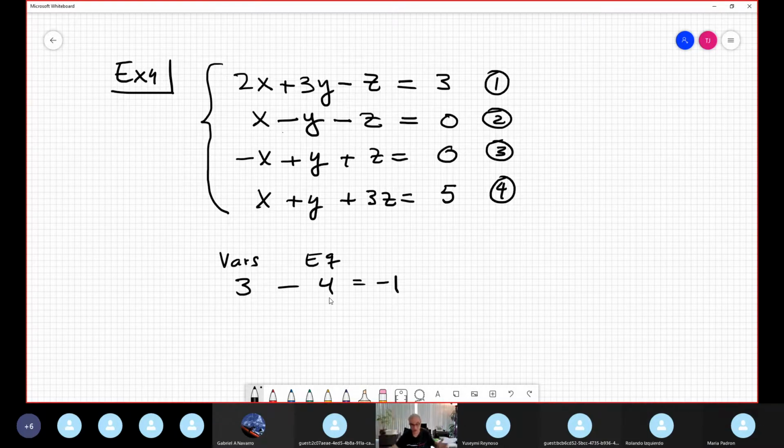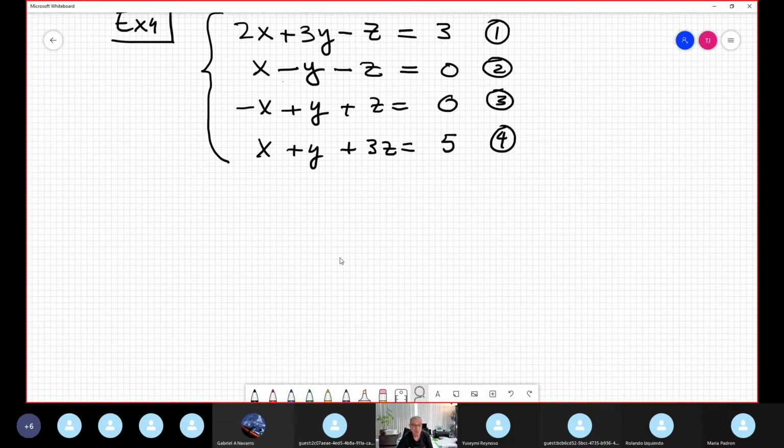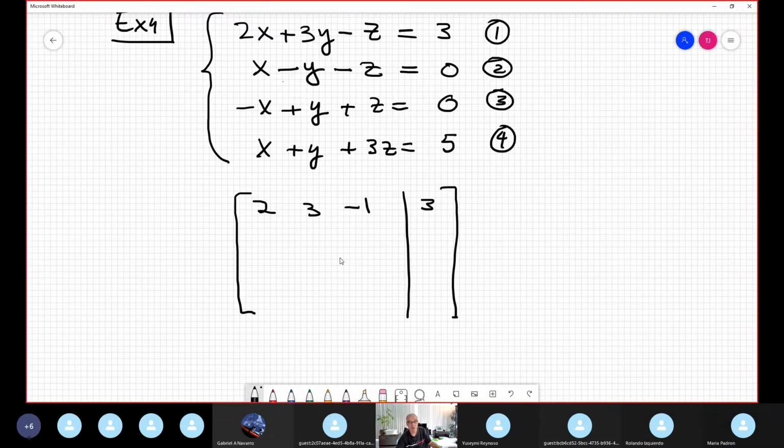Okay, pero bueno. I want the elimination process, the Gauss-Jordan algorithm, to discover this idea. Okay, entonces let's move on to the matrix associated with that. The matrix is 2, 3, -1, 3. Remember, this is the column of the x, this is the column of the y, this is the column of the z, and the right hand side.